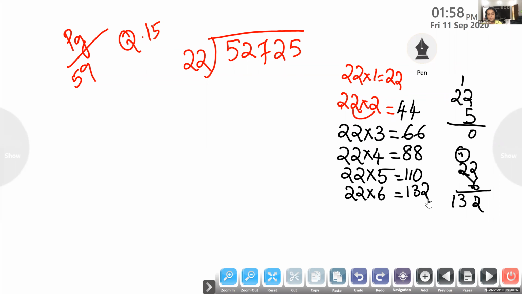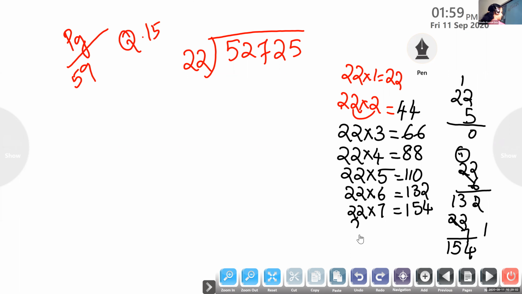Okay. Now 22 multiplied by 7. 2 times 7 is 14, 1 carryover. 7 2s are 14, plus 1, 15. So 154. 22 times 8. 8 2s are 16, 1 carryover. 8 2s are 16, plus 1, 17. So 176. We will start division.